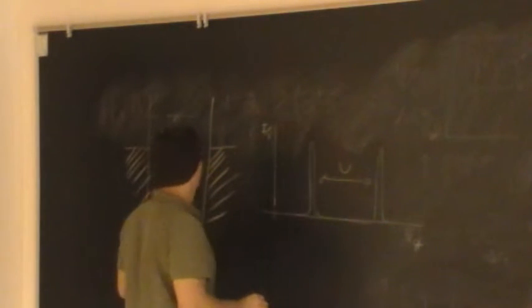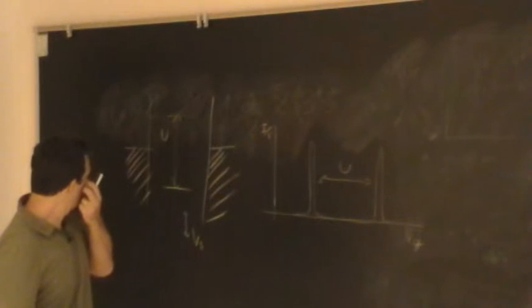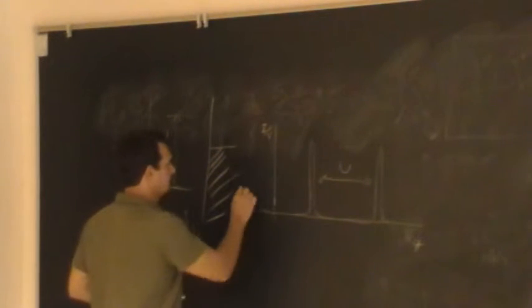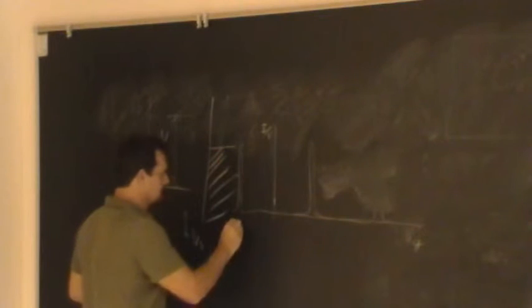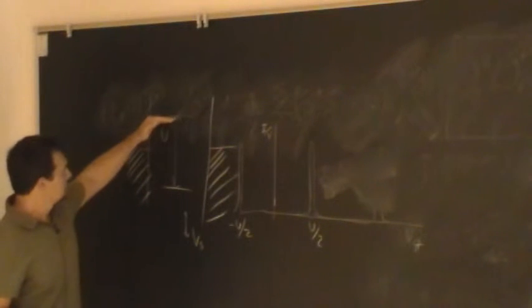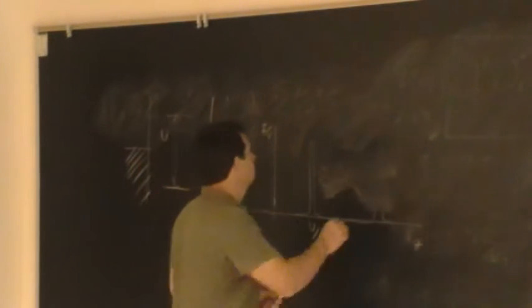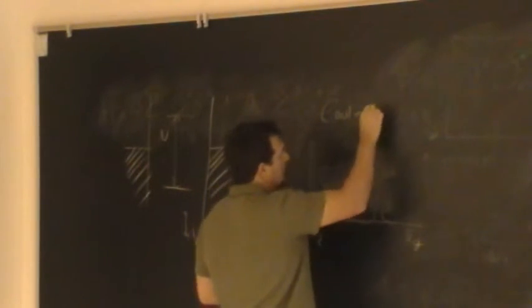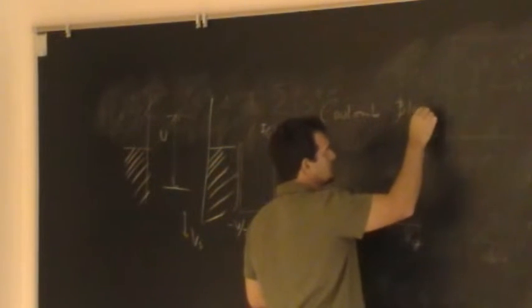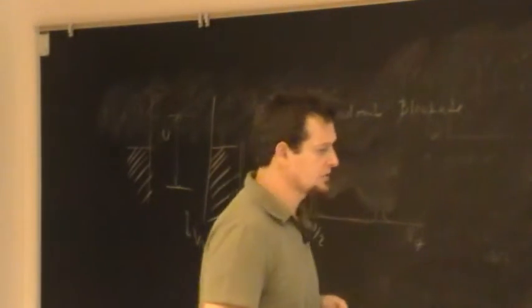Actually, it's like this. So, minus U over 2, U over 2. When you're at minus U over 2, you cross this level. When you're at plus U over 2, you cross this level. And we have two peaks. And these are called Coulomb blockade peaks. And this is actually what you see at relatively high temperatures, compared to a characteristic temperature, which is called the Kondo temperature.